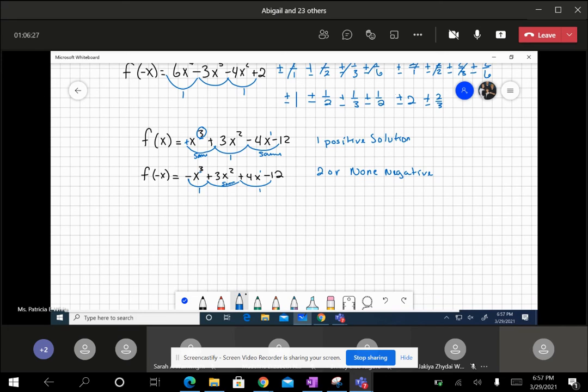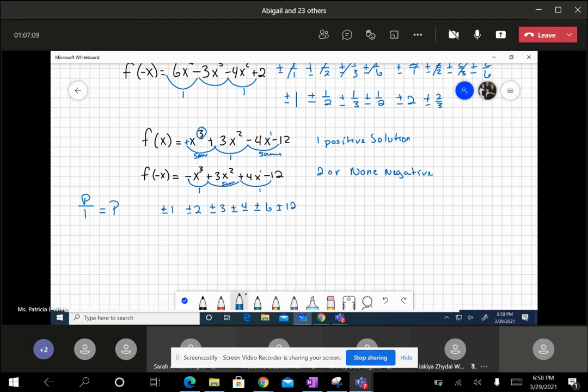Now it's nice when A is 1, because if my Q is a 1, then it just means that I need the factors of P, right? So it makes it a little bit nicer when A is 1. So my factors of P are going to be plus or minus 1, 2, 3, 4, 6, and 12, right? All of my factors of 12.